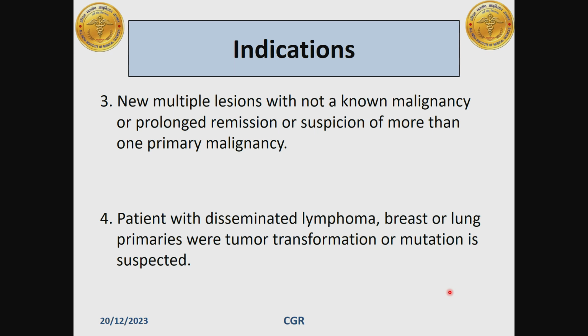The recent literature is now flooded with the evidence of PET-CT guided biopsy in tumor transformation as well as in the mutational analysis. That is, there is a known case of disseminated or metastatic neoplasm, and it has failed to respond to the standard treatment protocol, and now we are suspecting that there are more mutations or there is a tumor transformation. Even in those cases, the role of PET-CT guided biopsy, taking from the area of highest metabolic uptake, is evaluated.